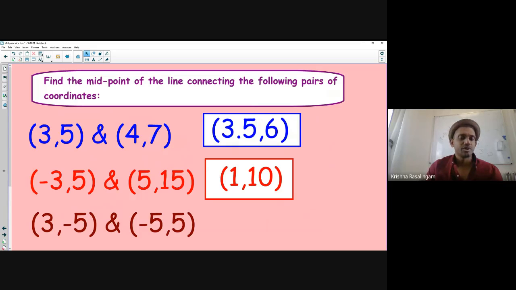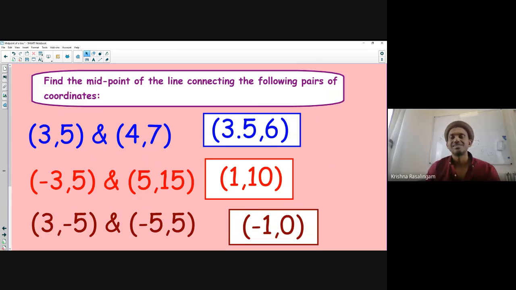The third one, 3 minus 5 is -2. -5 plus 5 is 0. So half of -2 is -1, and we have the y coordinate being 0 because the average of -5 and 5 is 0. Now that will throw some of you, or would have thrown some of you. Just think, is it possible to have a coordinate on an axis? Yes, of course it is.